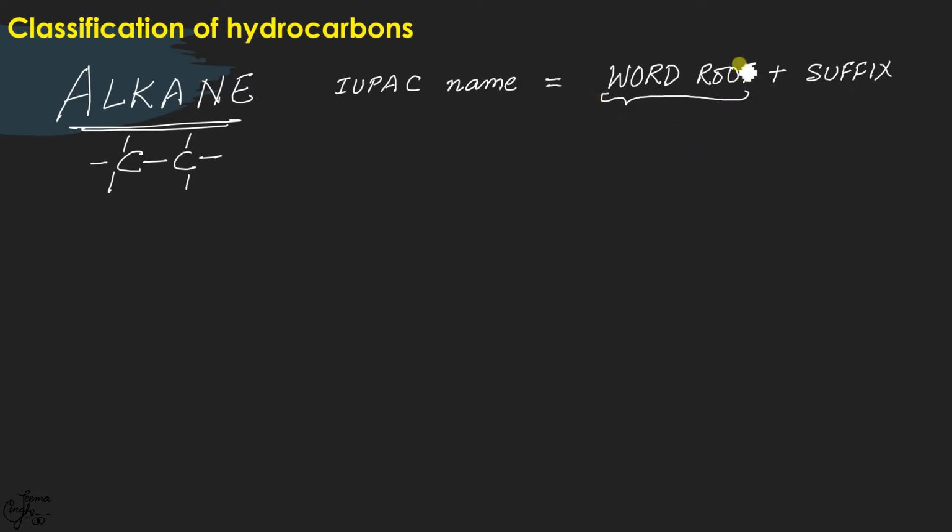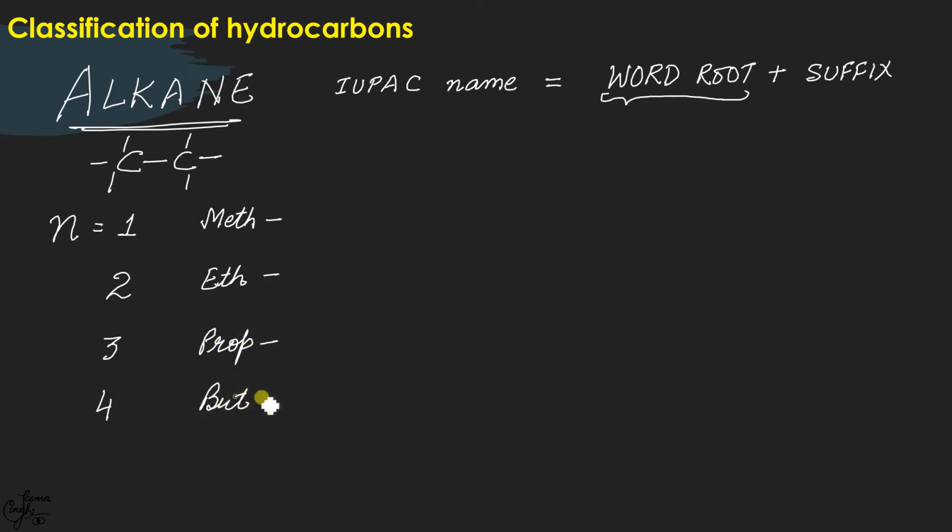I'm going to write down the word root for n equal to 1 to 6, where n stands for the number of carbon atoms. So if you have 1 carbon atom, the word root is meth. And I'm going to write a dash here because something has to be added later on. If it is 2, it is called eth. You should learn it with me if you have not learned. If it is 3, it's called prop. I'm sure you all know it by now. 4, but. Thereafter, number 5, pent. And number 6 is hex. We are not going beyond 6.